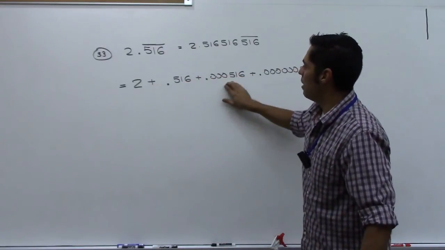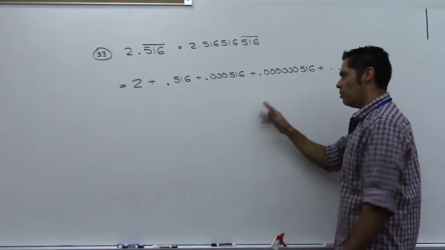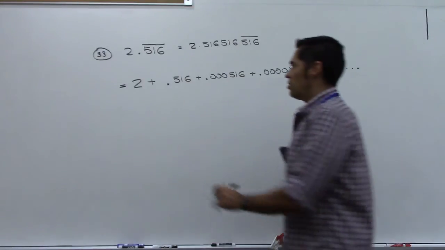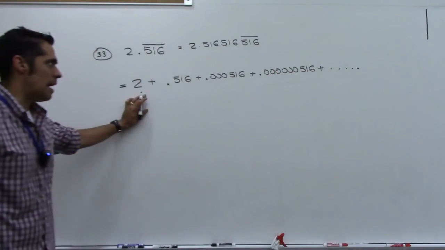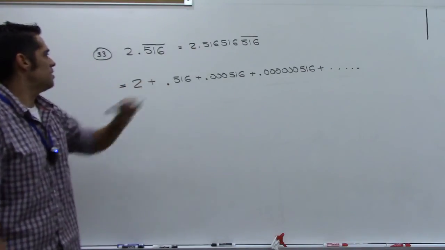So I get the first 516 here, then zeros there, 516. So if I put those two together, I'll get 0.516, and then when I put it together with this, I'll get 0.516, and then I keep doing that. The 2 out here is not really following the pattern. So I just peel it off, right? That's 2 plus this decimal.